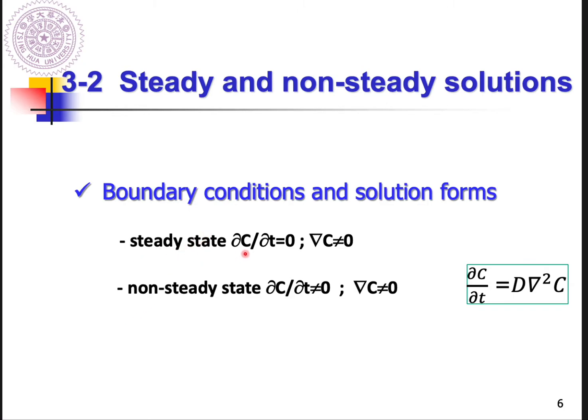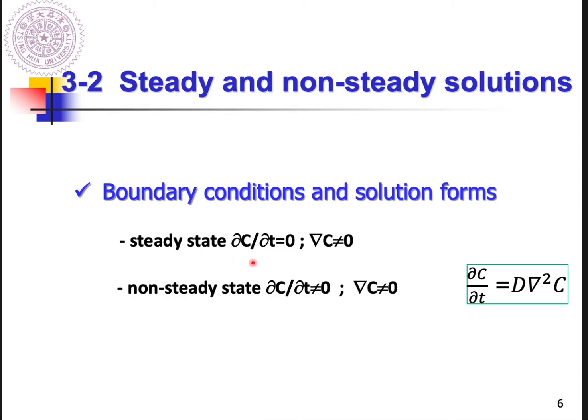Steady state means the concentration profile does not change with time. Non-steady state means the concentration profile of the diffusing species does change with time. So how do you determine what kind of situation you have in your material system when diffusion happens?